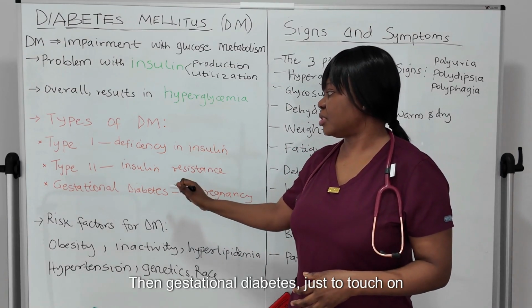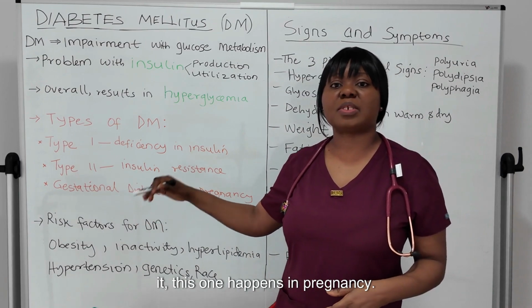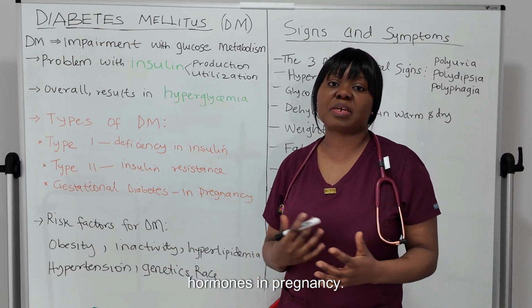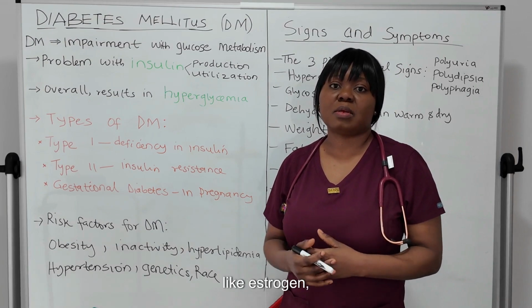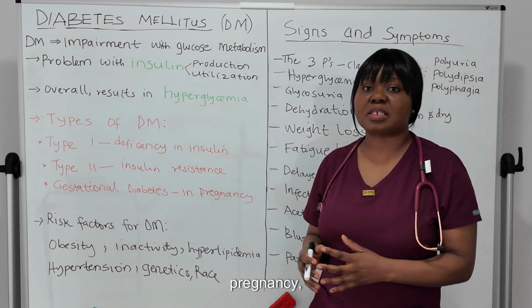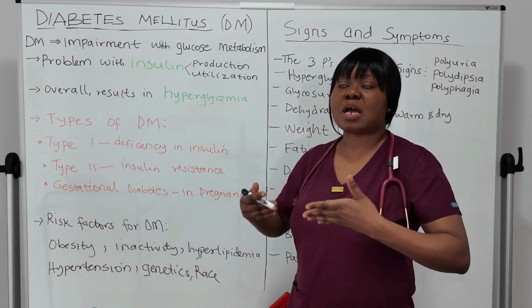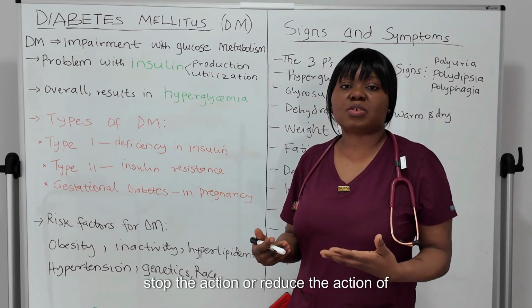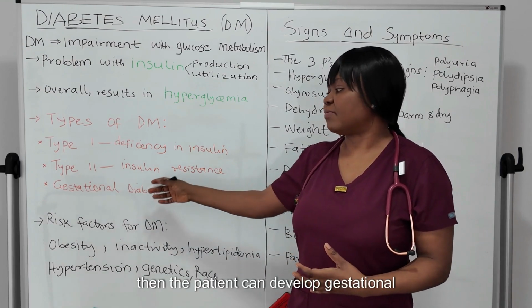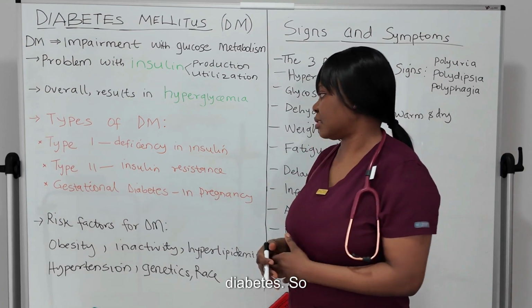Then gestational diabetes, just to touch on it, this one happens in pregnancy. It has to do with those hormones in pregnancy, like estrogen and human placental hormones. Those hormones that regulate pregnancy, when they impede or kind of stop or reduce the action of insulin, then the patient can develop gestational diabetes.